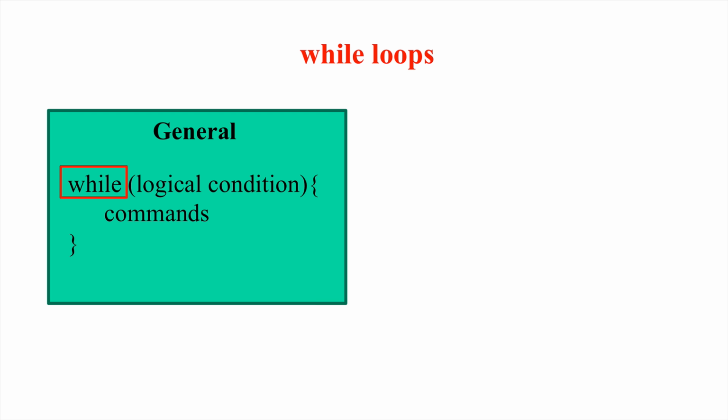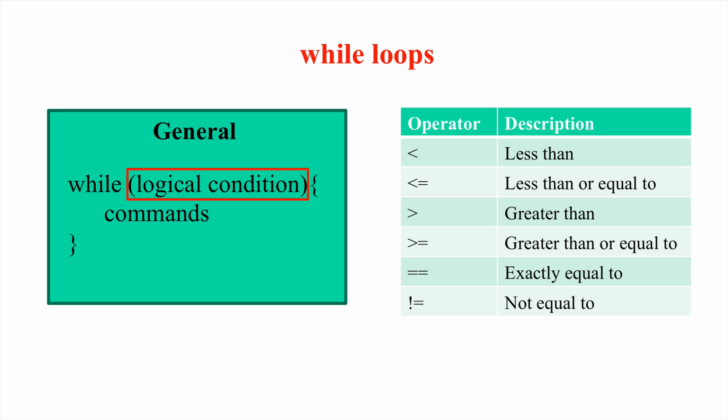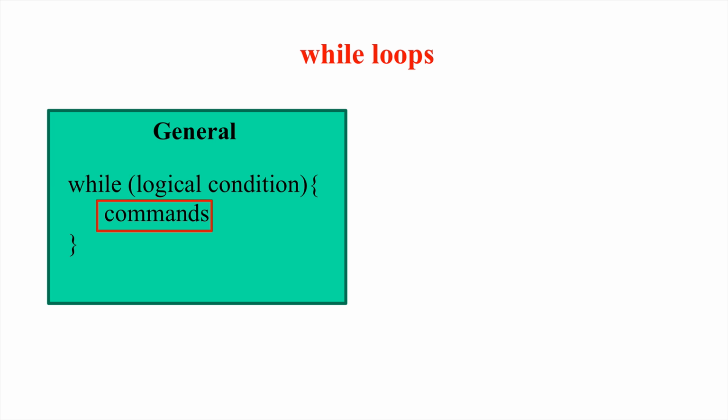So we have the word while. Then we specify a logical condition inside of these round brackets using some of the conditional operators that we looked at in a previous video. And finally, we have commands inside of our curly brackets, and these commands will be executed repeatedly in order of appearance while the specified condition holds true.